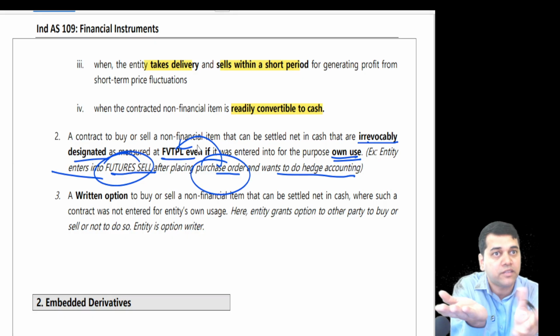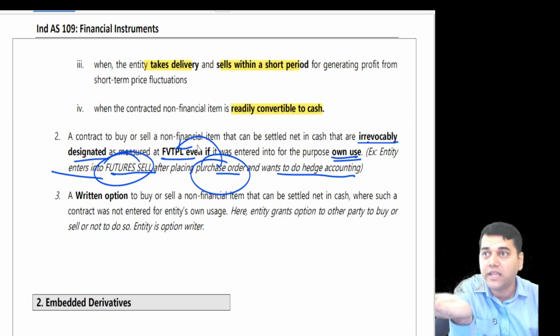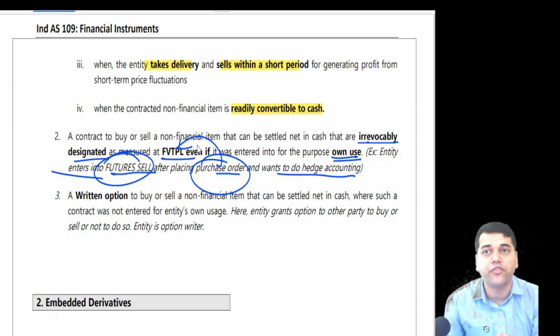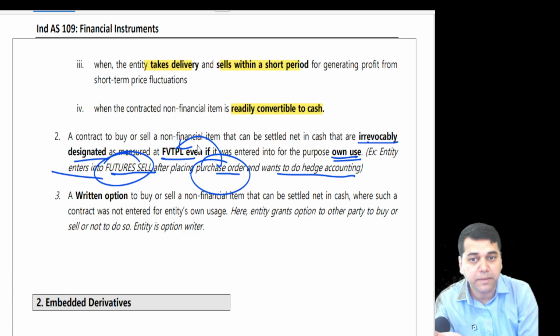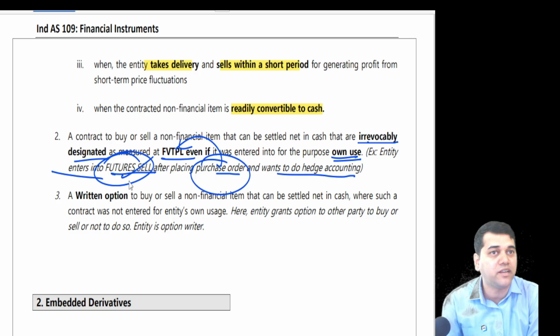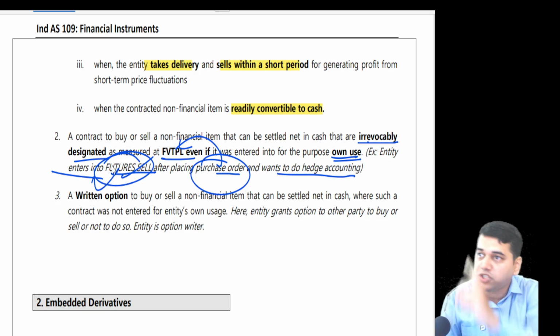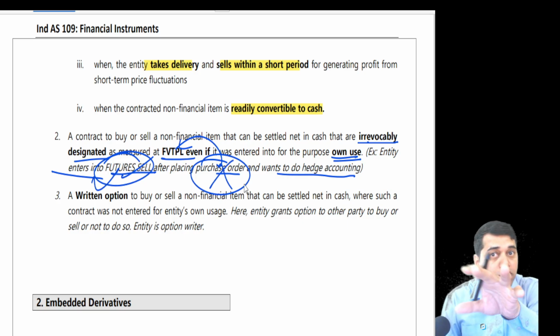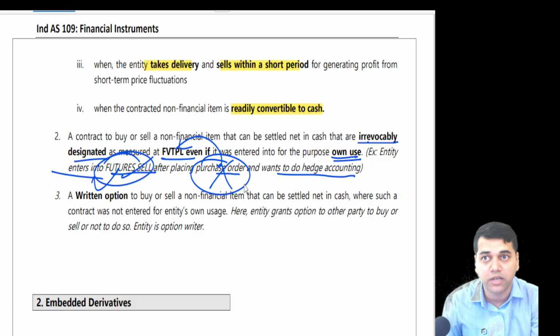kill their effect. Otherwise, one derivative contract you will never account, another derivative contract you will show profit or loss. But actually in reality there is no profit or loss. The profit made in the purchase order will be offset by the future sell, or profits made in the futures market will be offset by the purchase order. Did you get connected, students, what I am trying to tell here?